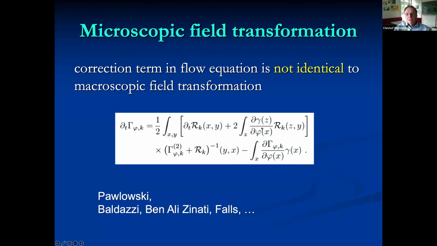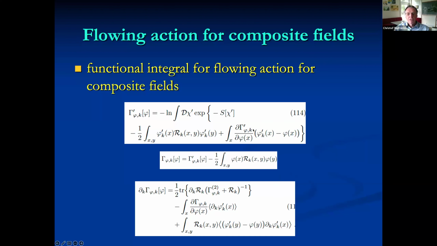So how to get this flow equation? Well, we can start again from a functional integral for the flowing action. You see it's almost the same as what we had before, with only one important difference. In the cutoff term and in the source term, there is no composite field appearing. So it's now bilinear in the composite field, and the source is then given by the derivative of the effective action, or the flowing action, with respect to the composite field.